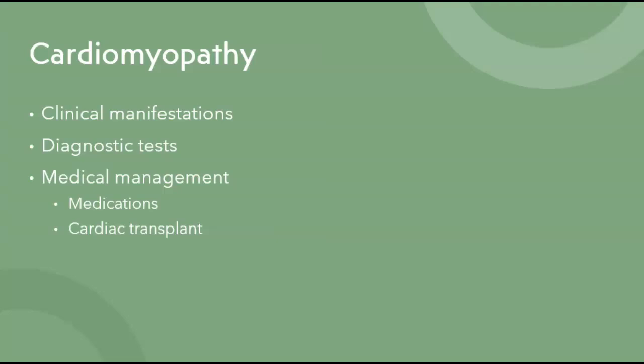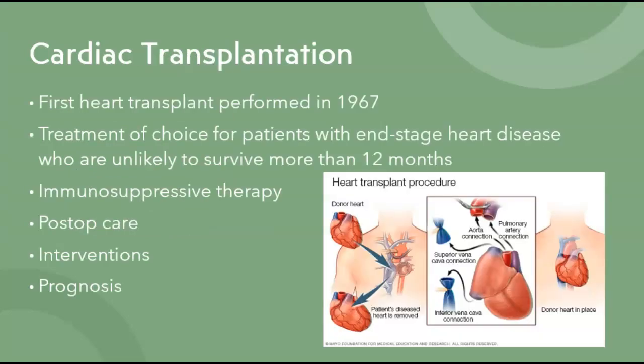Last thing we'll talk about is cardiac transplantation or cardiac transplant, heart transplant. The first one was performed in 1967. Heart transplant is going to be the treatment of choice for patients that have end-stage heart disease and that are unlikely to survive more than 12 months with the heart that they have. Your dilated cardiomyopathy is going to be the most common type of cardiomyopathy that requires transplant. And then inoperable coronary artery disease is going to be the second most common indication for transplant.